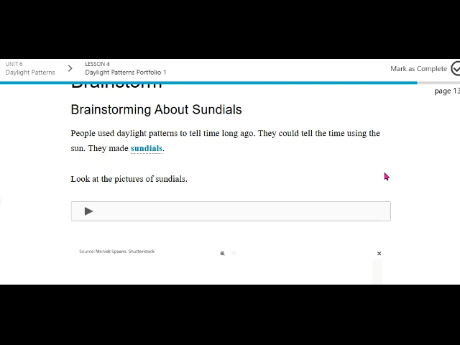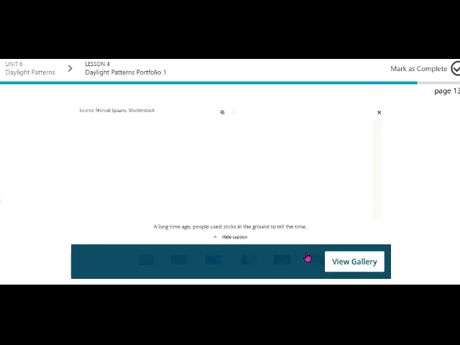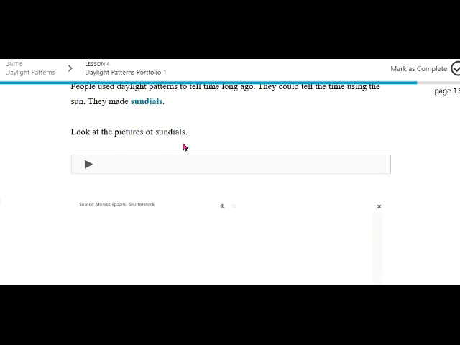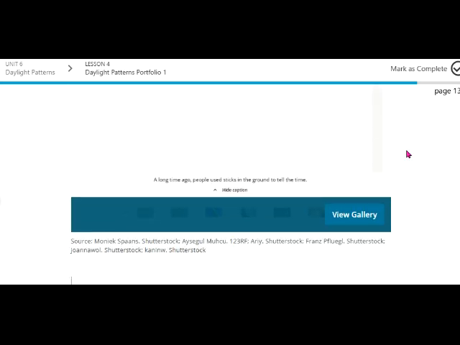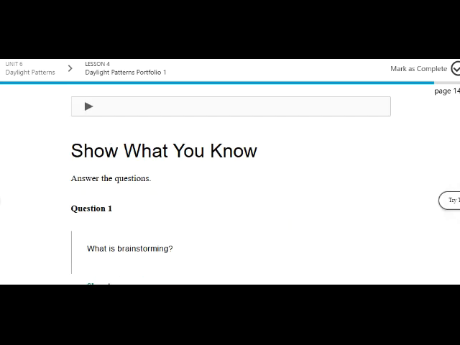Brainstorming about sundials. People used daylight patterns to tell time long ago. They could tell time using the sun. They made sundials. So click right here. You can view the gallery and it will show you pictures of different types of sundials.